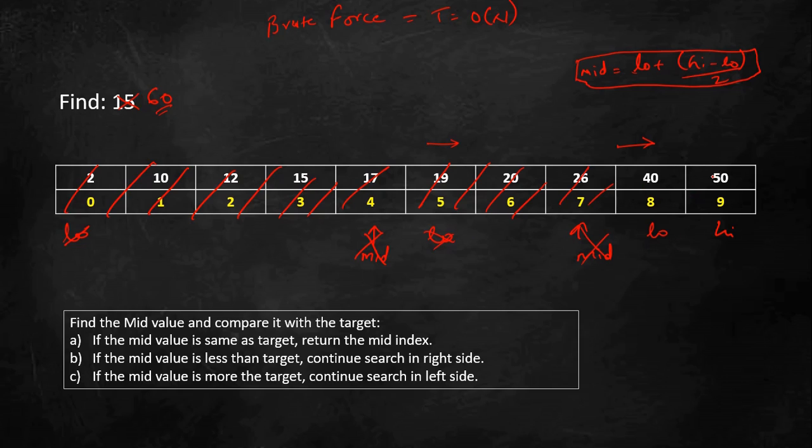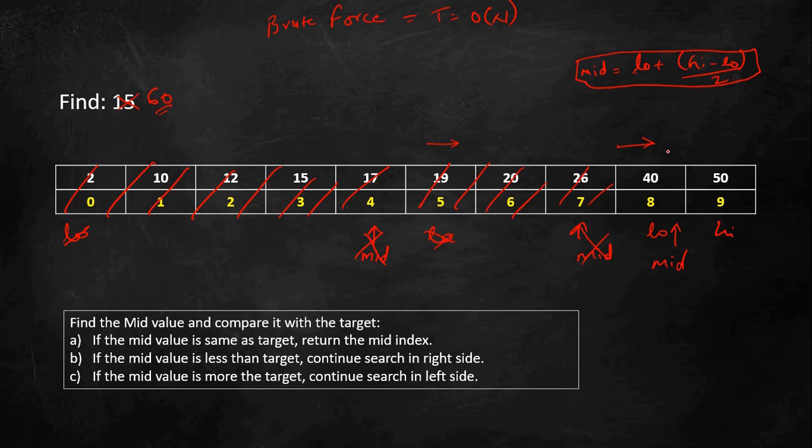Now again I need to recalculate my mid. So mid will be high minus low, 9 minus 8 by 2, which is 1 by 2, which is 0, and low is 8. So 8 plus 0 is 8. So my mid is now also pointing to 8. So low and mid are the same. Again I will check whether the value at mid, which is 40, is the same as 60, which is not; rather, 40 is less than 60.